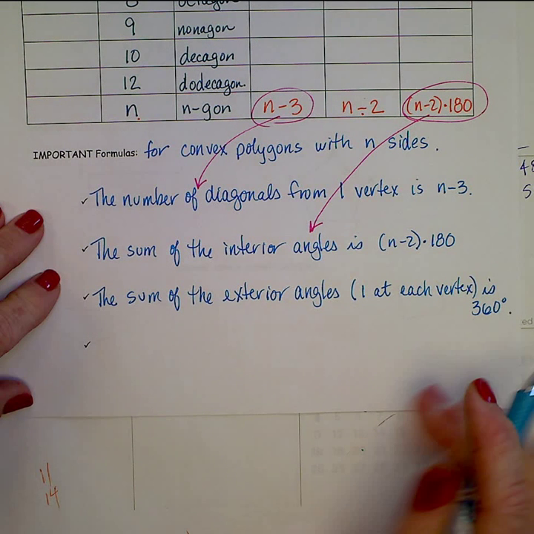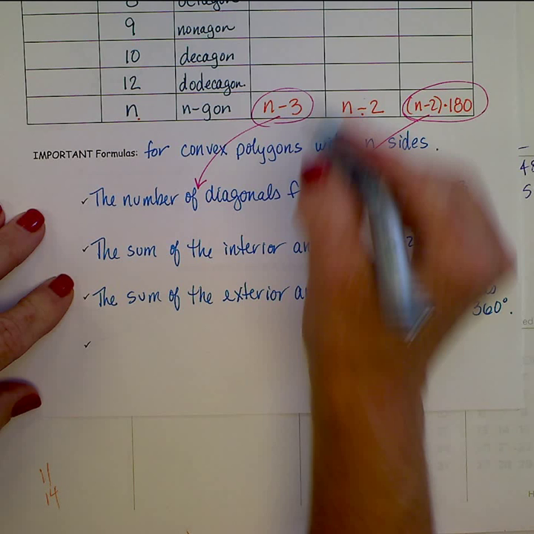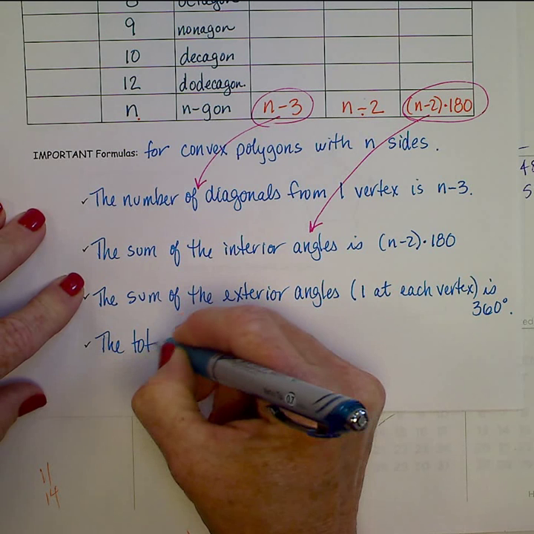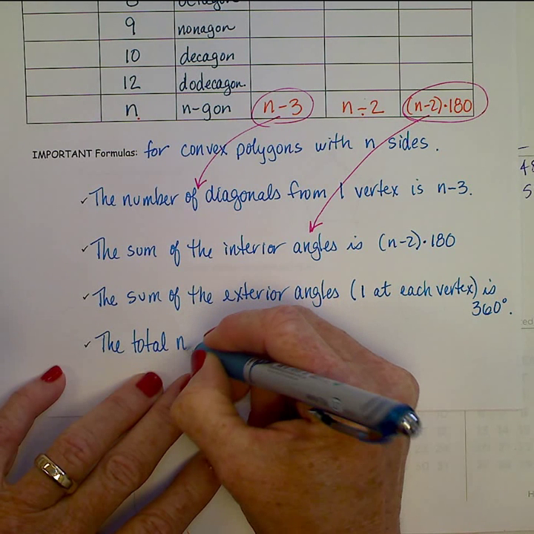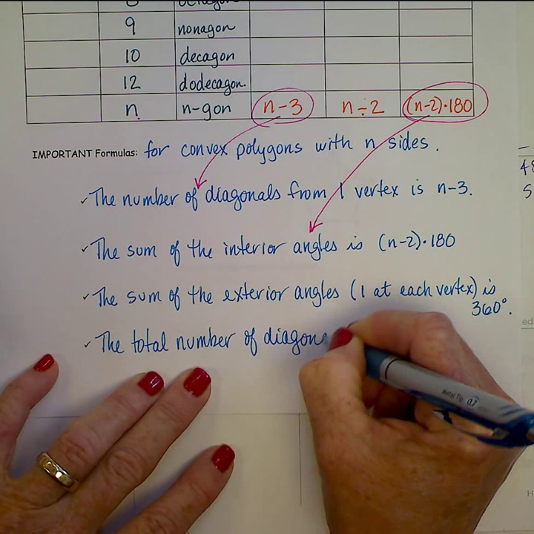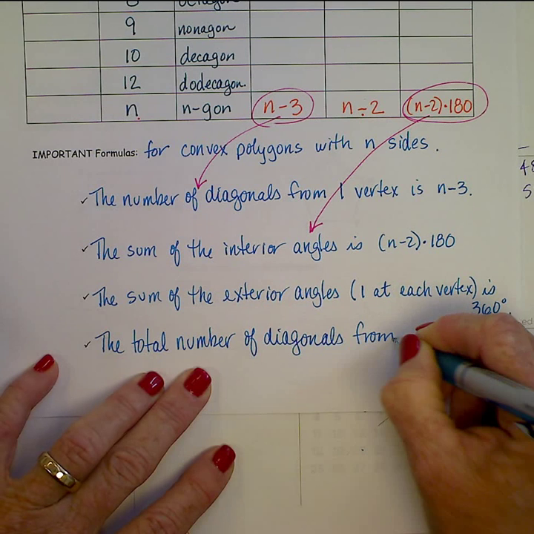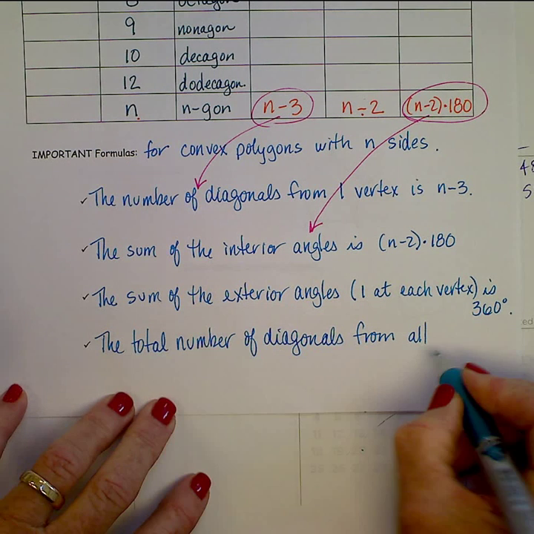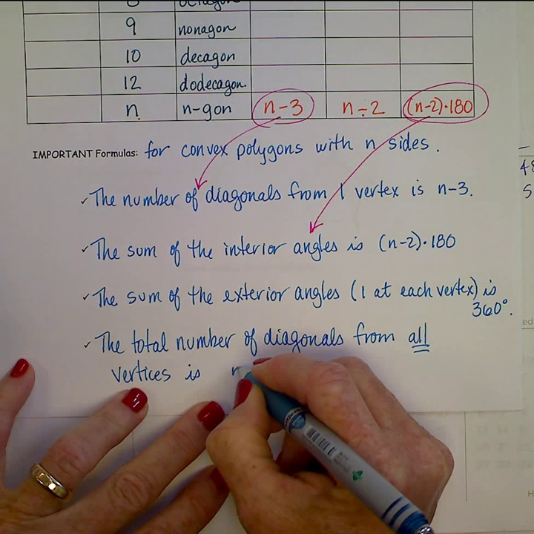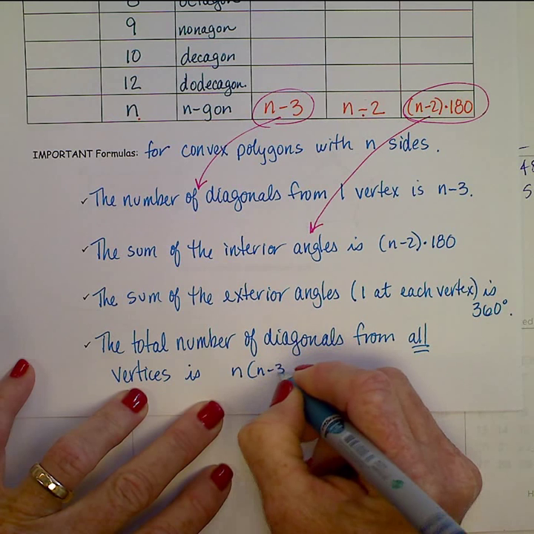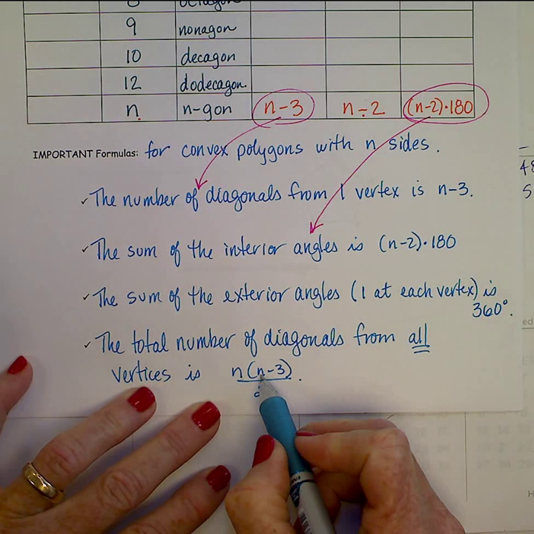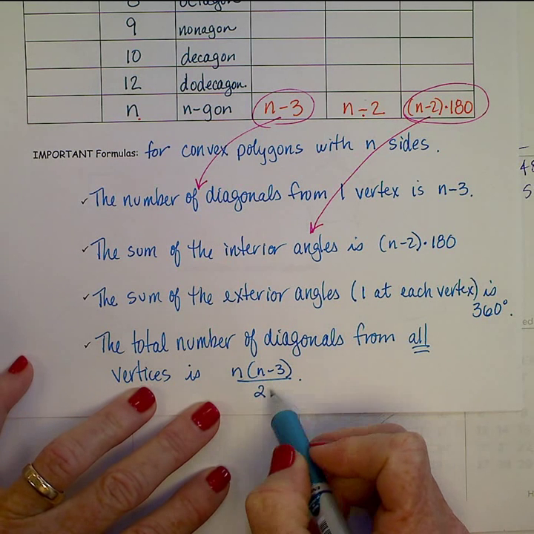In the last formula, again, there's no formula up here in the chart. I am just telling you this. The total number of diagonals from all vertices is n times n minus 3 all over 2. Number of sides times the number of sides minus 3, divided by 2.